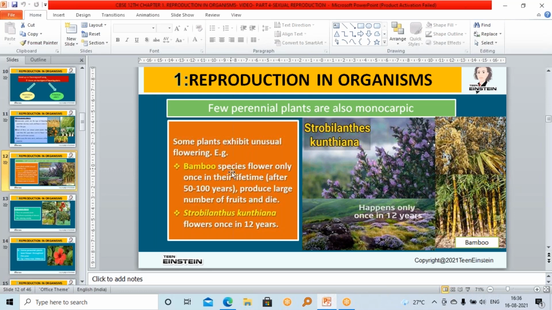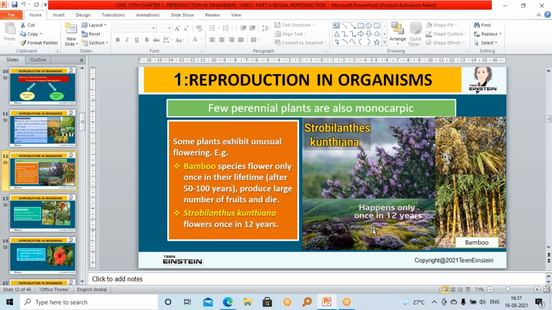For example, bamboo. You can see here the bamboo. Bamboo, after 50 to 100 years, will flower only once in its life cycle. After that, the whole plant will die. Right? The next one is Strobilanthes kunthiana, commonly known as Neelakurinji. Hope you have heard about this. In the blooming season, usually that will attract people. It happens only once in 12 years. That is attracting tourists, right?